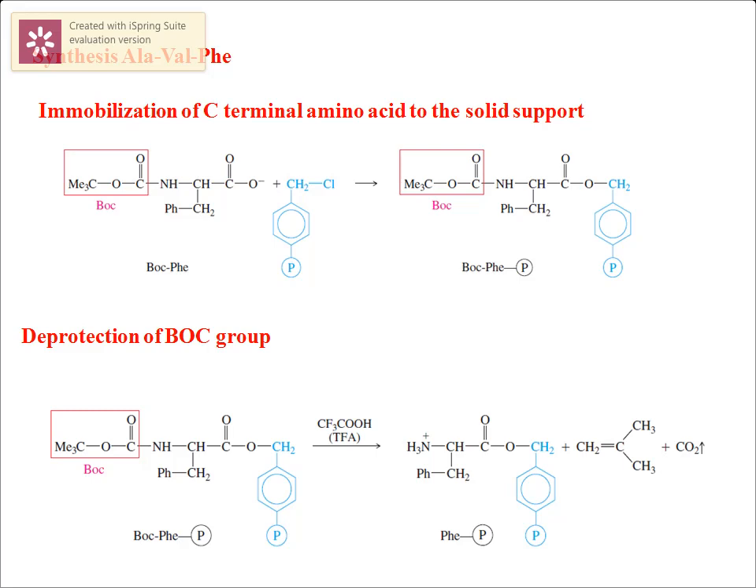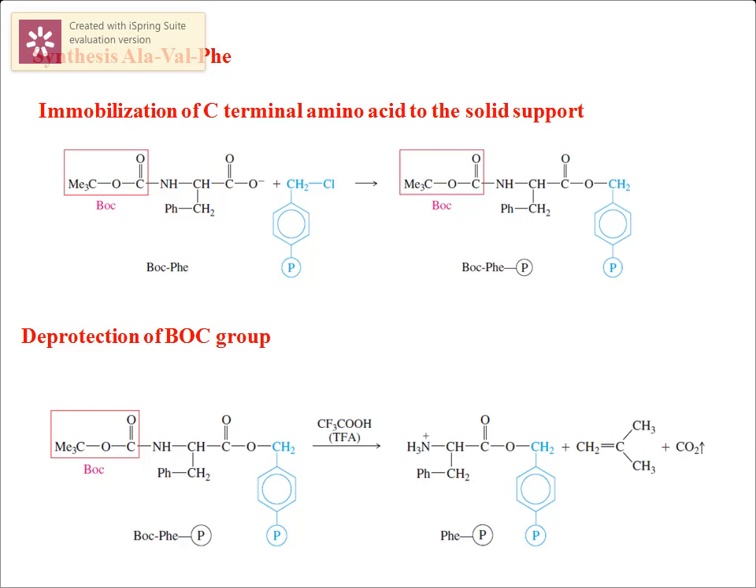Now we are going to see how simply we can do this tripeptide synthesis using solid phase peptide synthesis. The first step in solid phase peptide synthesis is the immobilization of the C-terminal amino acid to the solid support. Which is the C-terminal amino acid here? Phenylalanine. The phenylalanine contains a free COOH group.